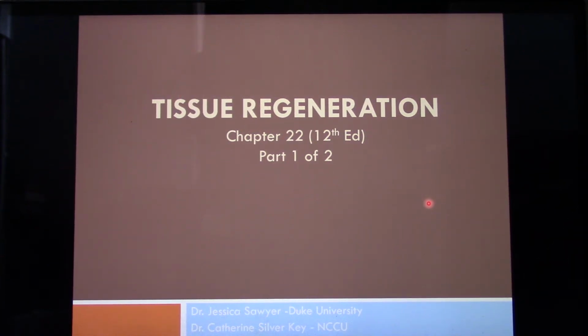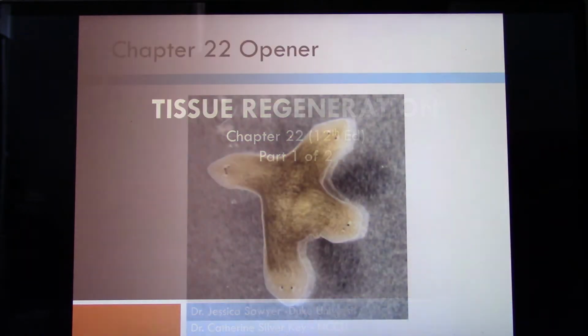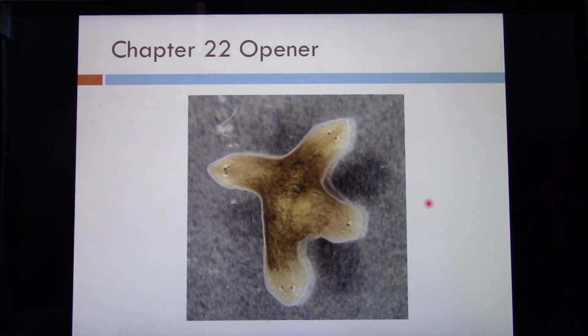Tissue Regeneration, Chapter 22 of the 12th edition, Part 1 of 2. The chapter opener looks at the planarian and its remarkable ability to regenerate.